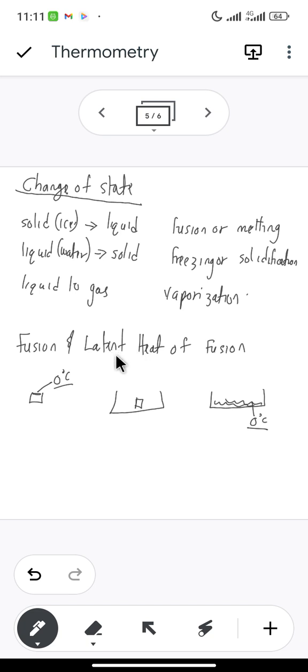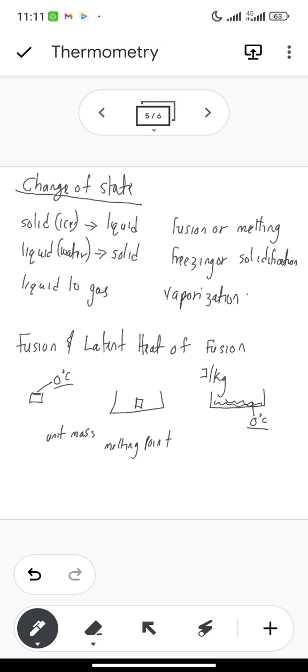So the amount of heat required to convert this solid to liquid without a change in temperature is known as latent heat of fusion. The amount of heat required to change a unit mass of this solid to liquid without a change in temperature is known as the latent heat of fusion. You can define it as the amount of heat required to convert a unit mass of a substance from solid to liquid at its melting point. It must be at melting point, without any rise in temperature. Now, the unit for latent heat of fusion is joule per kilogram.